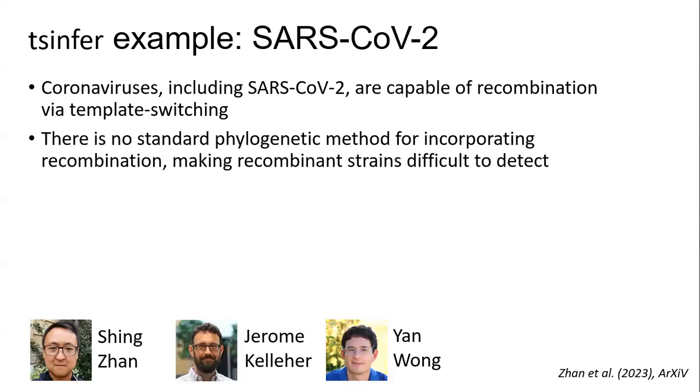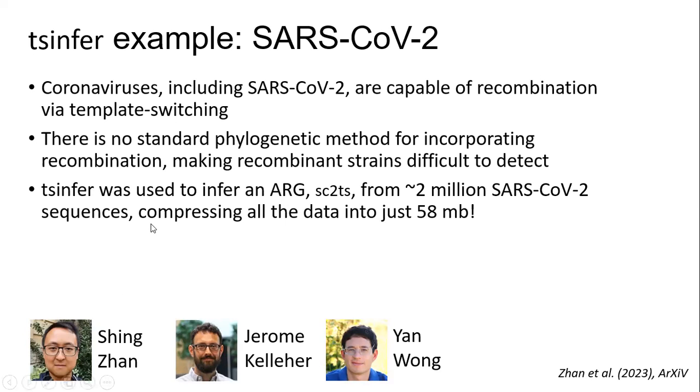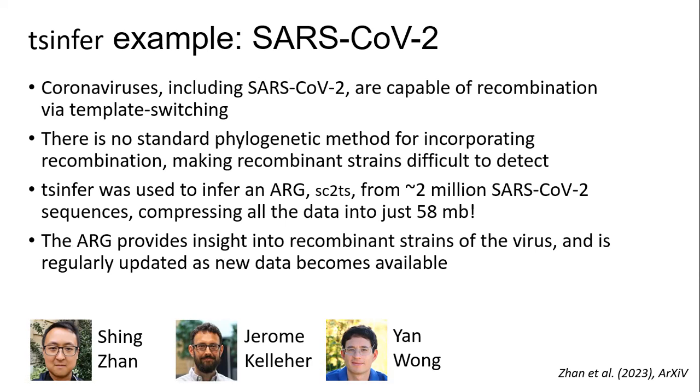They had tricks to get around it, but what my group did, led by Xin Zhan, who's a postdoc in our group, was to infer an ARG from the largest SARS-CoV-2 dataset, which is about 2 million genomes. And they could store the full sequence of 2 million genomes in 58 megabytes. It's pretty neat. And they can also very rapidly update it as more and more data becomes available. And it's provided a lot of insight into the ancestry of the virus and how the different strains developed that previously wasn't possible to figure out.